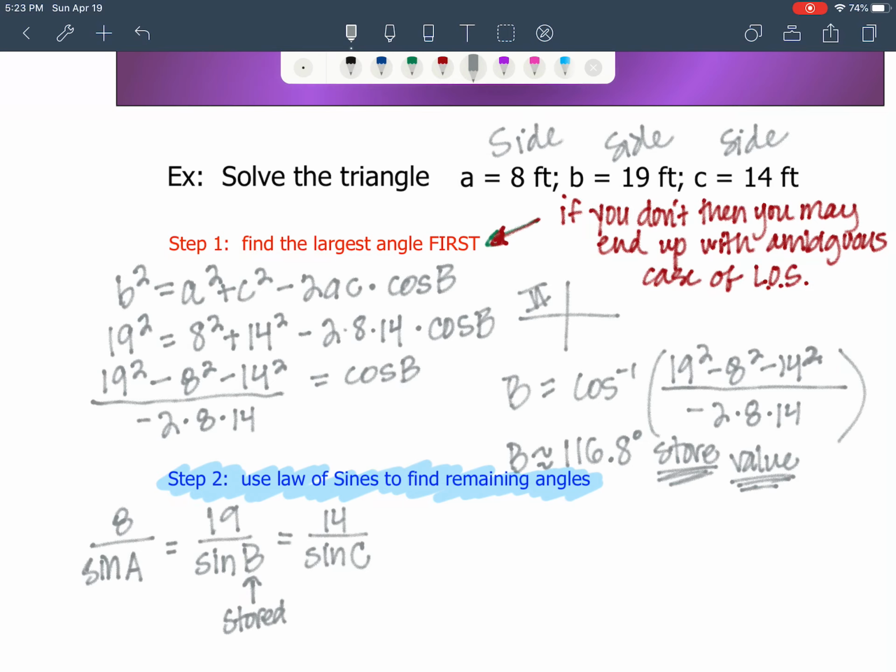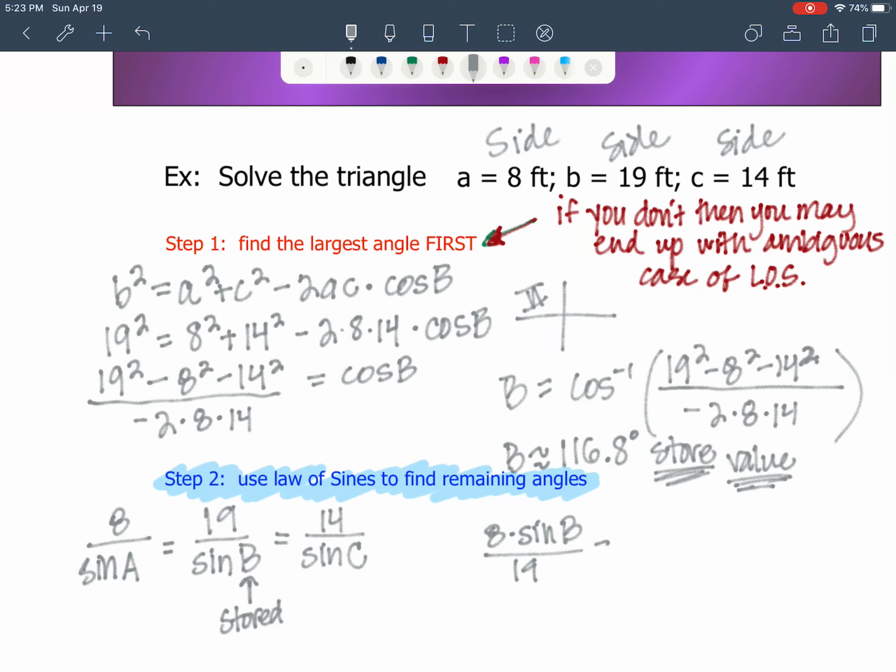So I'm going to probably just solve for A first. 8 times the sine of angle B divided by 19 is equal to the sine of angle A. I'm going to use my inverse property, and I would definitely press pause here. See if you can put it into your calculator and see if you can get the same answer I get. Okay, I got 22.1 degrees.